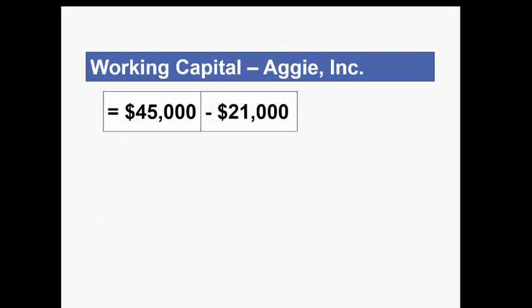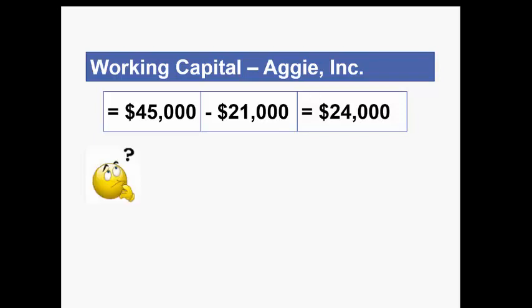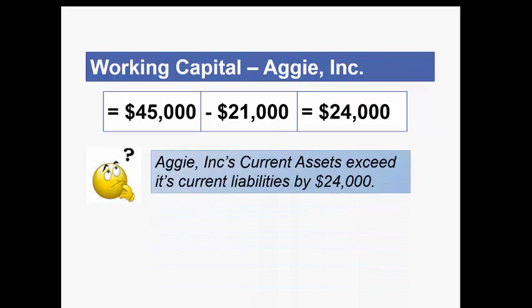So working capital can be computed as $45,000, that's the current assets, minus the current liabilities of $21,000, or $24,000. So what does this mean? All this tells us is that the current assets exceed current liabilities by $24,000. Now, this does indicate that there are enough current assets to pay those current liabilities. The problem is the relative nature of this particular calculation.